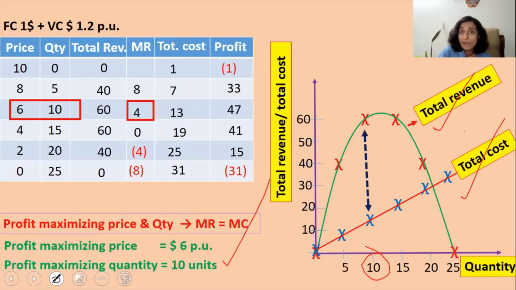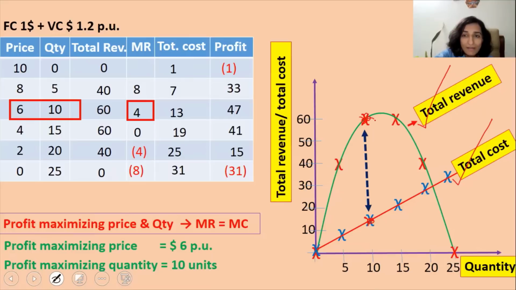It is indicated by the dotted arrow because profit is a difference between total revenue and total cost. So at 10 units, we will get a profit of this much. This much means it's equal to $47. But can you say that $47 is the maximum profit? Look at the graph carefully.